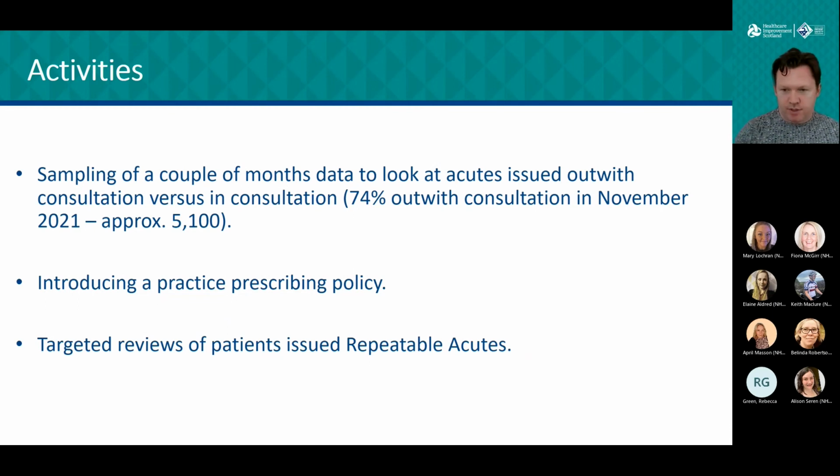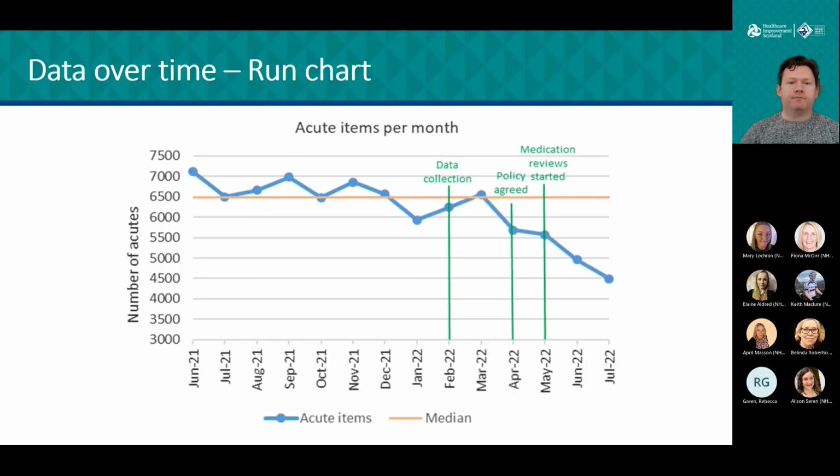The value of the network was that resources were being shared widely, and there was a policy there that, whilst they wouldn't adopt it wholesale because they had to take into account their own behaviours and philosophies and the needs of their patients, they were able to adapt it to represent their view and their beliefs going forward. They also then commenced, once the policy was in place and approved by clinicians, some targeted reviews of patients issued repeatable acutes.